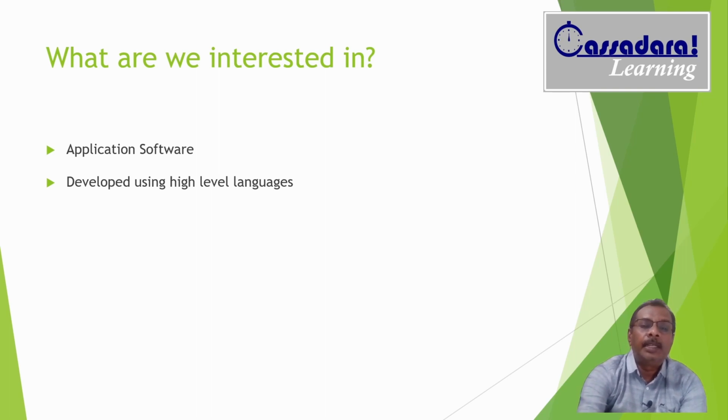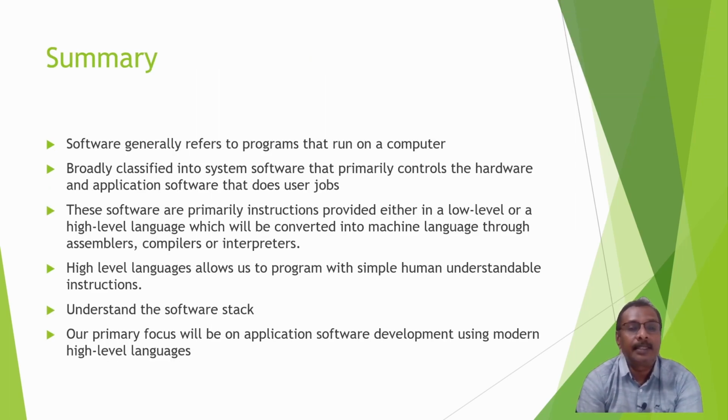So in summary, what we saw in this session is that software generally refers to programs that run on a computer, which are broadly classified into system software and application software. System software primarily controls the hardware of a computer, and application software does the user jobs. Any job that a user wants a computer to do, we have to do it through an application software.